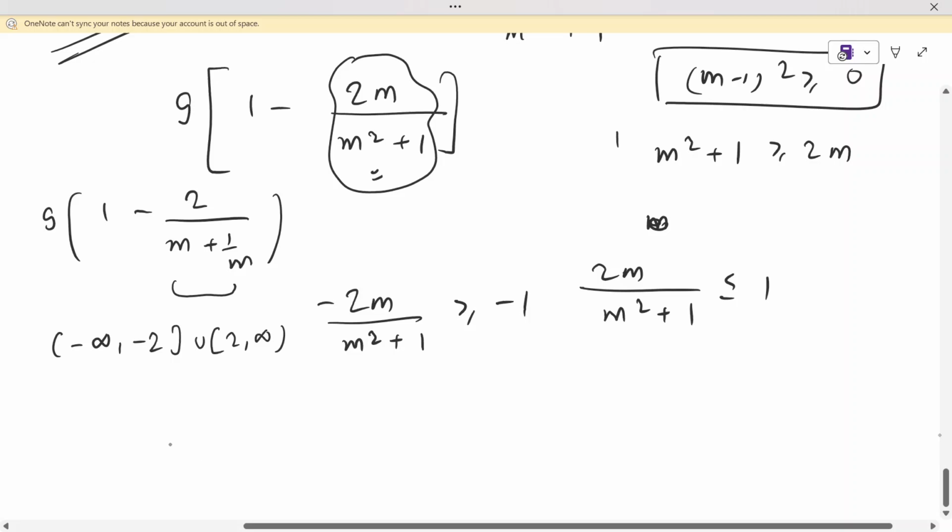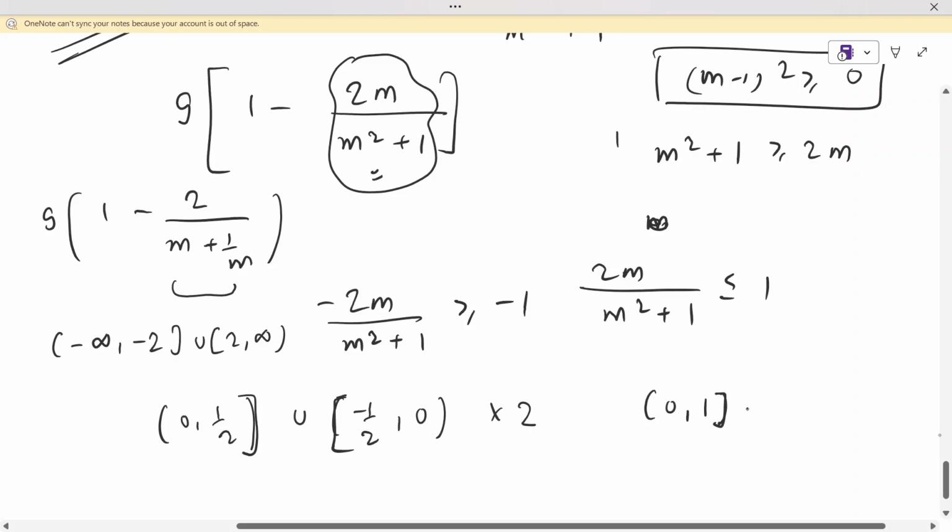So like 1 by m plus m, 1 by this range, 1 by this particular interval, so that will belong to 0 to 1 by 2, fine. And union minus 1 by 2 to 0, and of course this is included. So if I just multiply by 2 as well, what I'll obtain is 0 to 1, right? And union minus 1 to 0, clear?